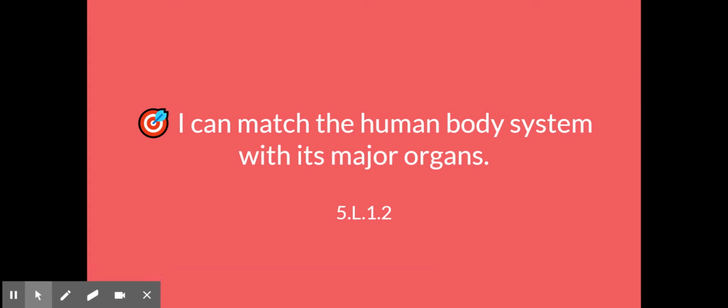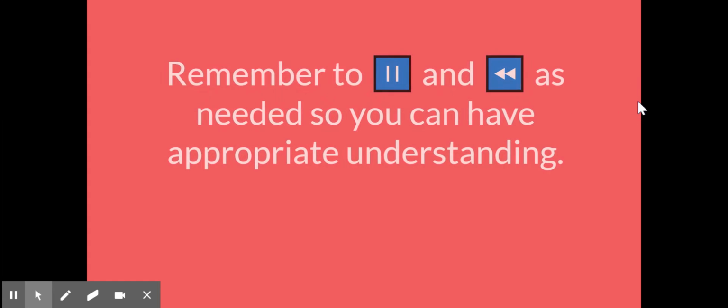All right, friends, so we're here to talk about our Human Body 1 assignment, and our learning target for that is I can match the human body system with its major organs. So we're going to be talking about each of the human body systems and the organs that are part of those systems. Remember that you can pause and rewind this video as you need, so that way you can have appropriate understanding.